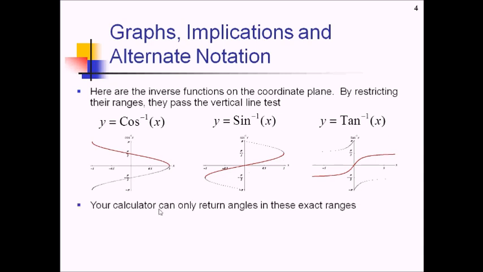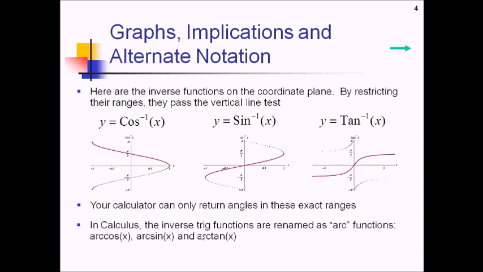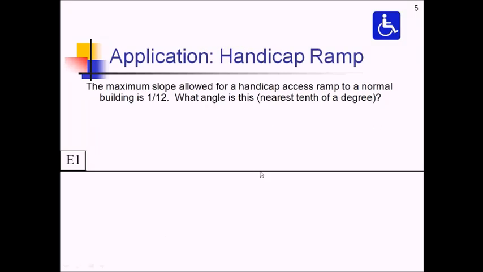And remember, your calculator can only return angles in these ranges. Inverse cosine, 0 to 180. Inverse sine and tangent, 90 to negative 90, or vice versa. Later on, you might see these functions referred to as arc functions. In calculus, a lot of calculus teachers call them arc cosine, arc sine, and arc tangent. And that's exactly the same thing as what we're talking about here. It's not something new. Let's go ahead and use some inverse trig functions now.